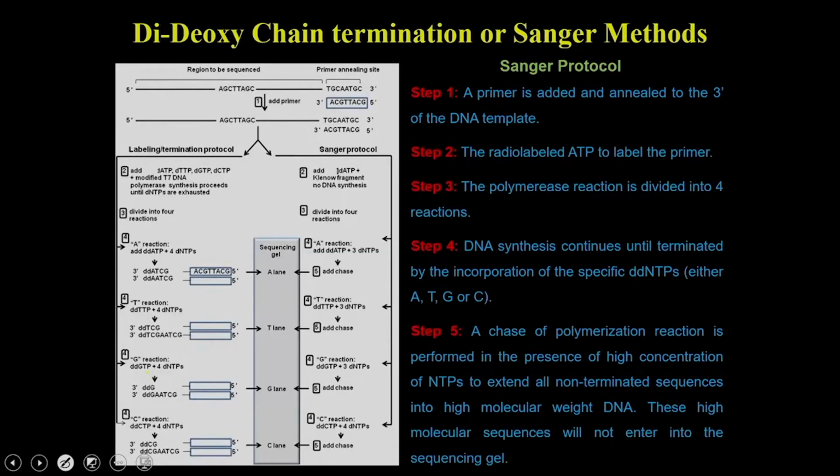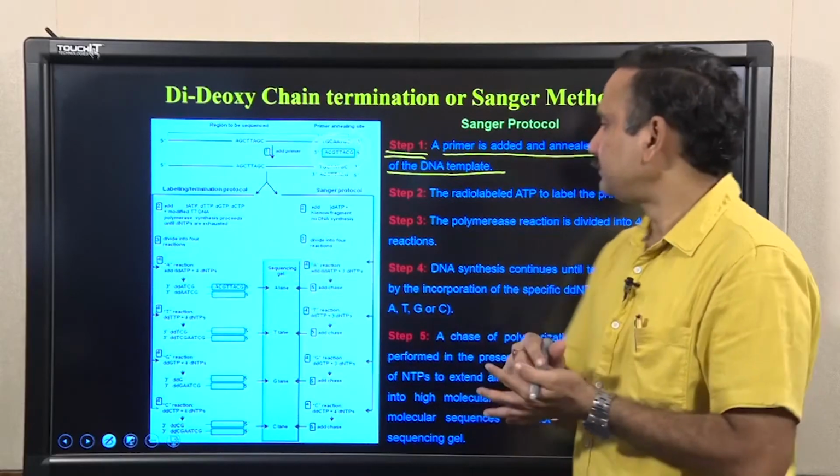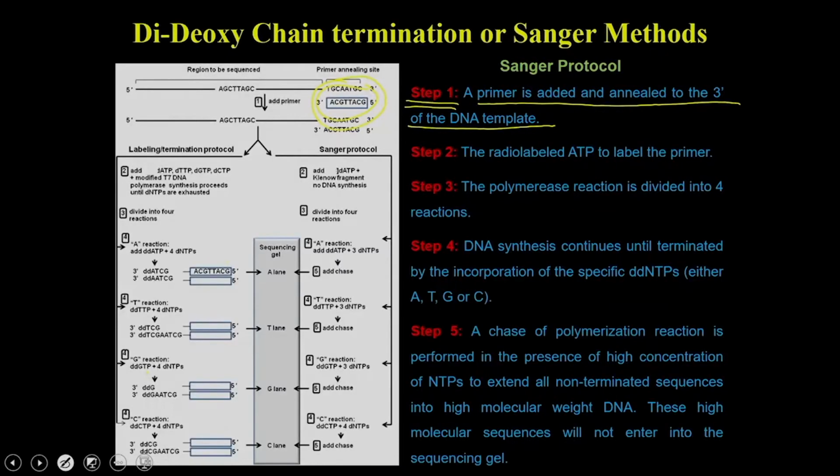So, in step 1 you have to synthesize a suitable primer so that it will be able to anneal to your target sequence. The primer is added and anneals to the 3' end of the DNA template. First you have to design a primer. That primer is going to be directed against a particular gene or particular promoter which you are interested in, meaning your template DNA. Then you are going to add the primer and the radiolabeled ATP to label the primers.